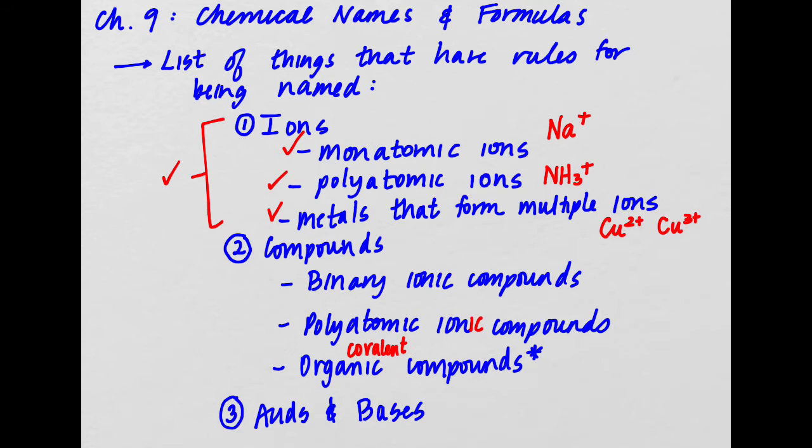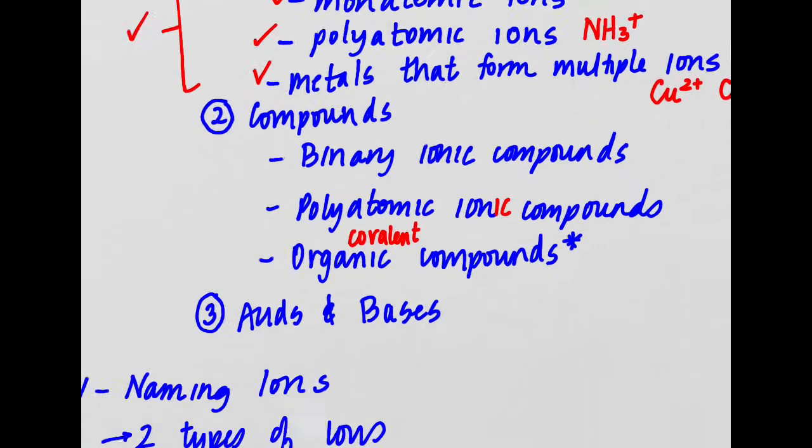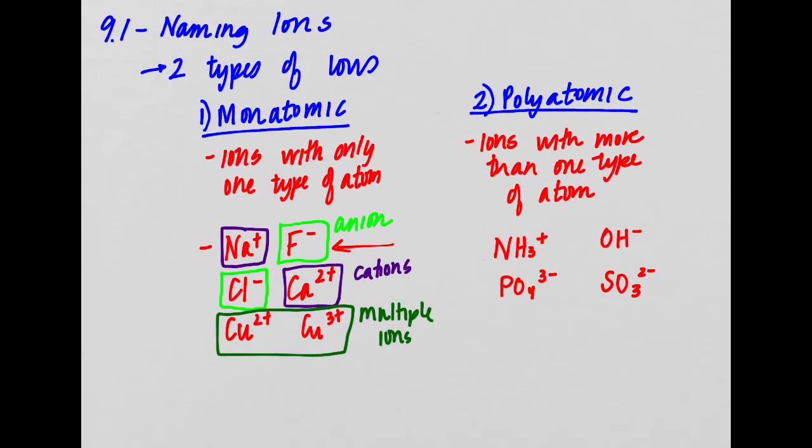Alrighty, recall that we are in chapter 9, which is about chemical names and formulas. We have, in 9.1, gone over all of these forms of naming, and we will begin with these two starting tomorrow. So we're in 9.1. This is about naming two different types of ions.